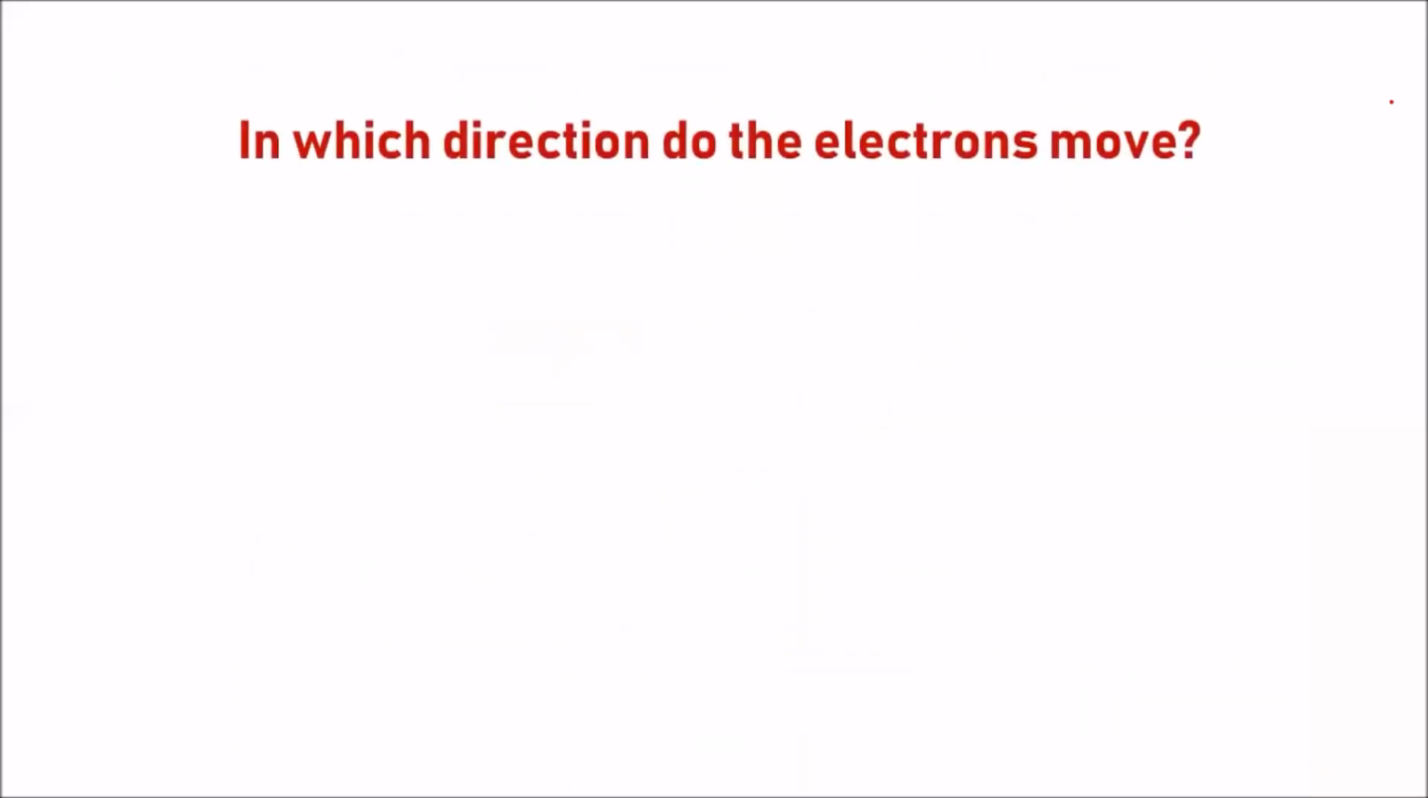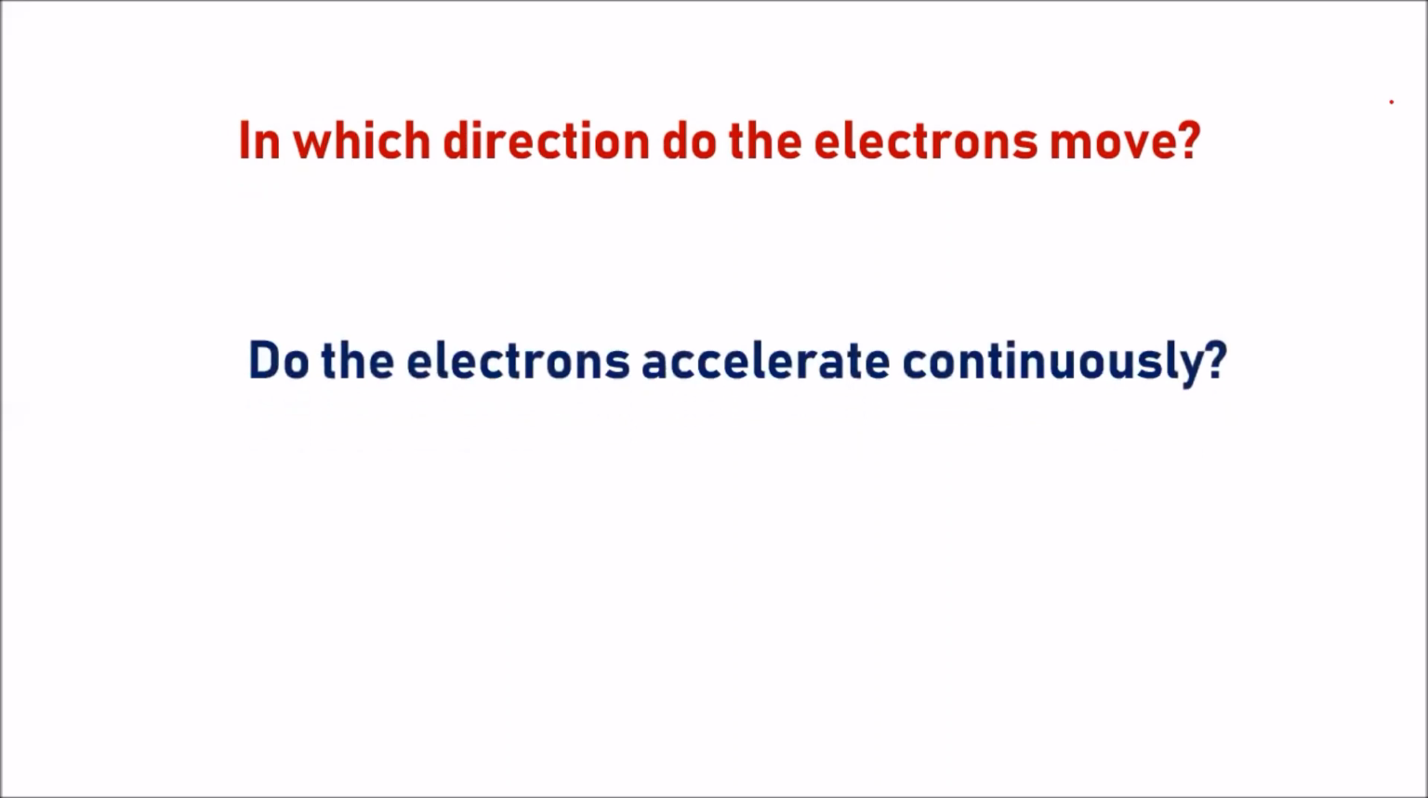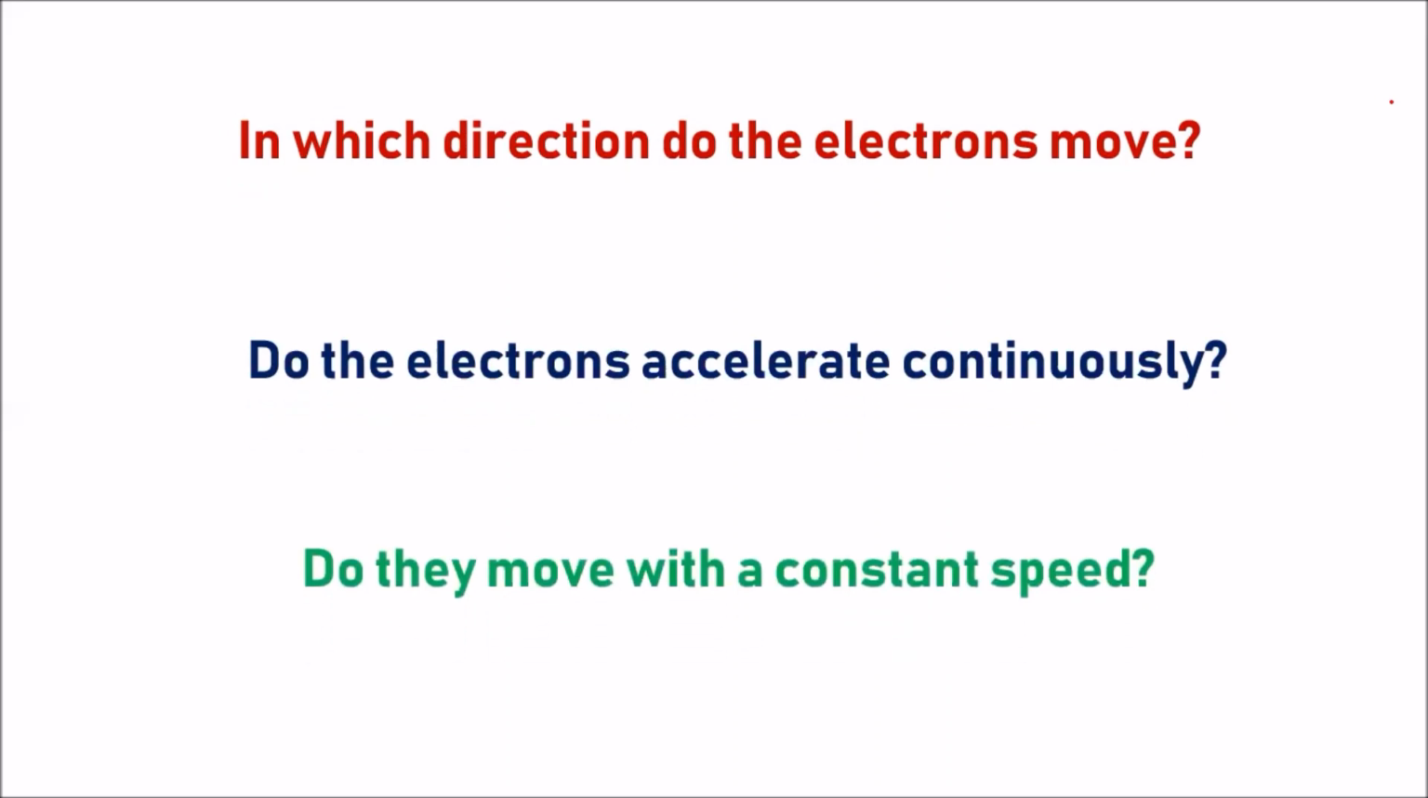So we have a few questions, as I told. In which direction do the electrons move? Do the electrons accelerate continuously? Do they move with a constant speed? These three questions are to be answered. So, in which direction do the electrons move? Is there any specific direction for electrons? And will there be any acceleration for electrons? And at the same time, is there any constant speed for electrons? Let us try to answer these questions.